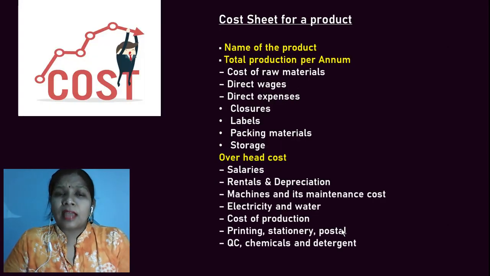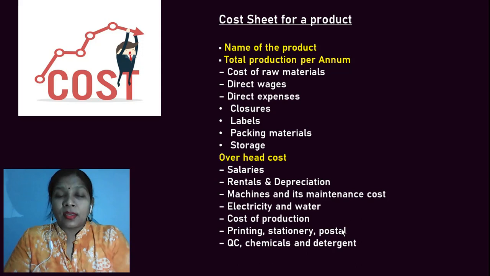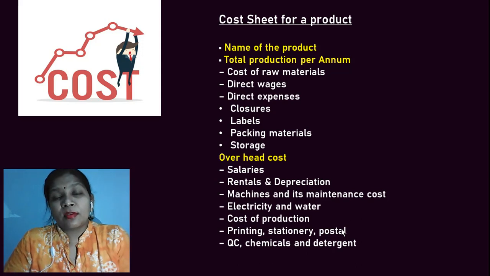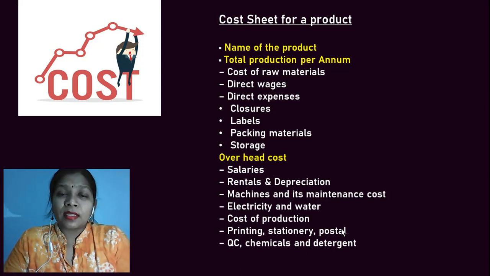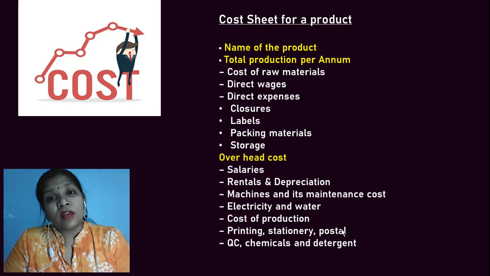Now, I have kept here the cost sheet for a product. That means how you can define what will be the cost of the final product, whether you are manufacturing or purchasing. Now, if you are purchasing it from outside, we have an MRP, that is the maximum retail price. This MRP is calculated by the manufacturer, keeping in view all the expenses incurred during the production, marketing or supplying of the medicines.